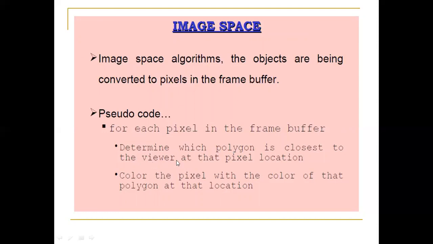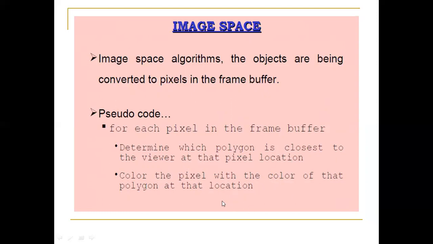If the distance between that pixel and the viewer position is very small, that means that part or surface of the object is closer to the viewer. So we have to determine which polygon is closest to the viewer at that particular pixel location. Those parts which are very close to the viewer can be seen, so they are visible. We color the pixel with the color of that polygon at that location.